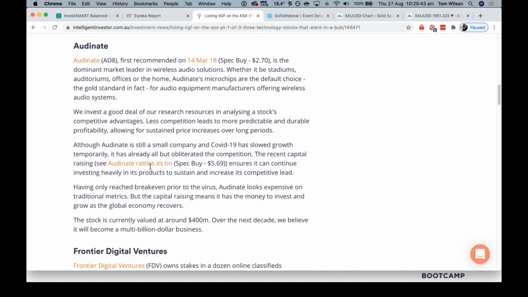You can see that they've done a capital raising as well. So this is really handy if you're not too sure what things like that mean. You've got a team of analysts behind the scenes going through and explaining that it's a good thing because of this, or it's a bad thing as well. And you can see that it's a spec buy when they were talking about the capital raising, so at $5.69. So more than double when they first recommended it. And it looks like it's because of that capital raising, it's going to be investing heavily to increase its competitive lead.